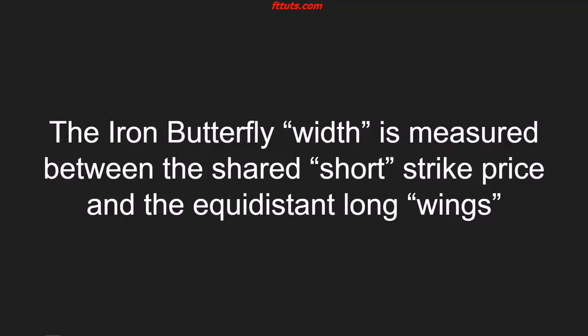The width of an iron butterfly is measured between this center strike where the shared short options are and the long options, which are equidistant on either side of those shared short options. So how do we set the width of your iron butterfly? The iron butterfly width is measured between those shared short strike prices and the equidistant wings, as we've said before. So visually, this is what they're going to look like, something like this.